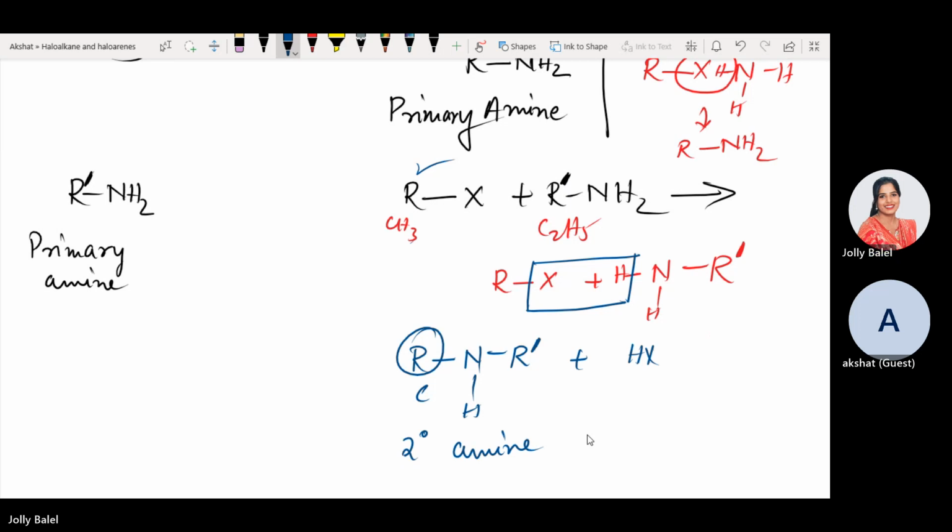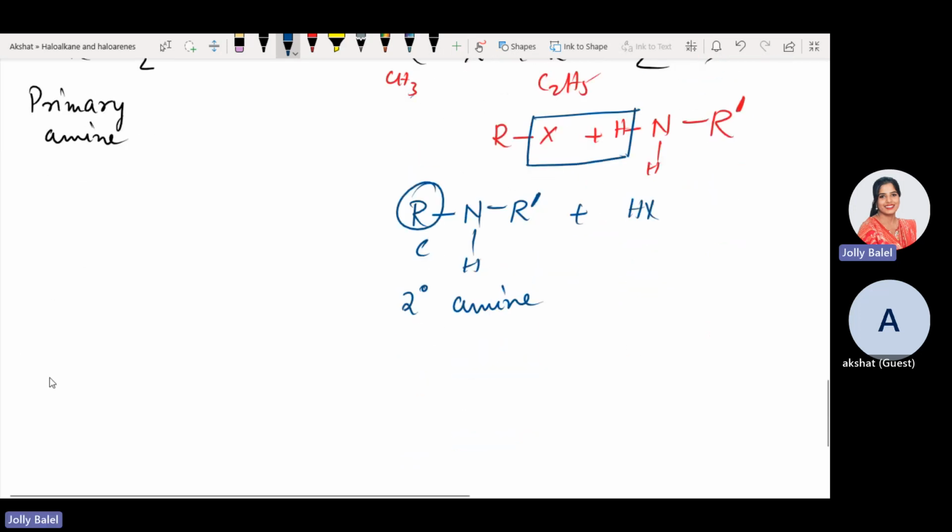In a similar way, if I provide you R dash, R double dash NH, like these are different, plus RX, what will be your product? If you have understood the above two, you can answer this one.